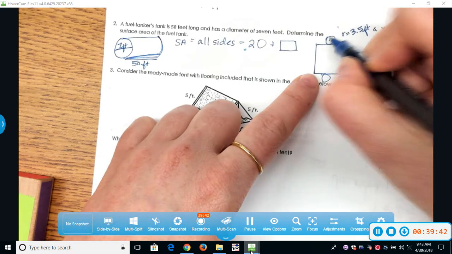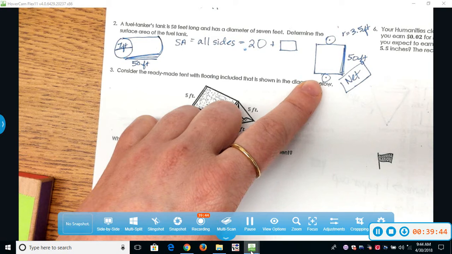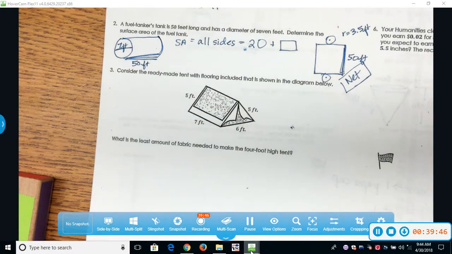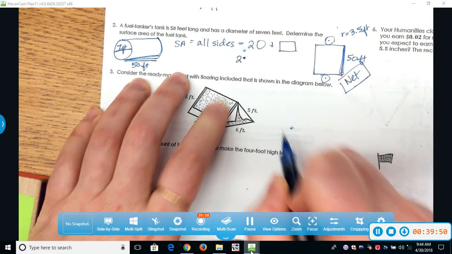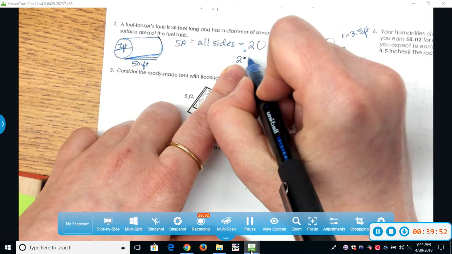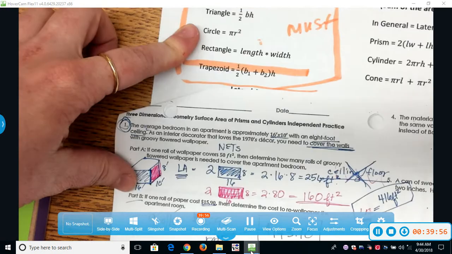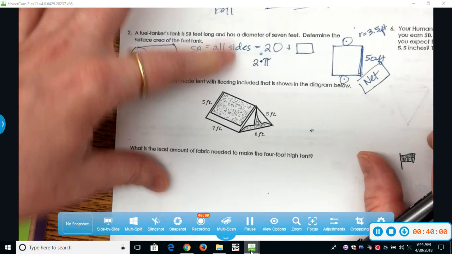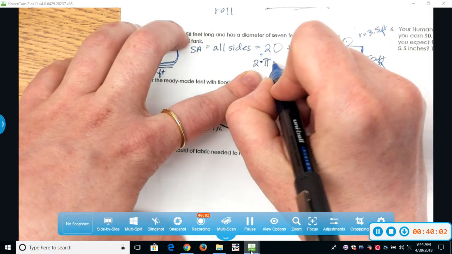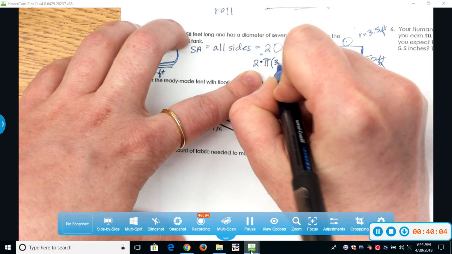So I'm going to use that for the calculations of the 2 circles. Alright, I have 2 circles. I know the area formula for a circle because I had to memorize it, and you do need to memorize this. This is not given, okay? The area is pi r squared. R in this case is 3.5.